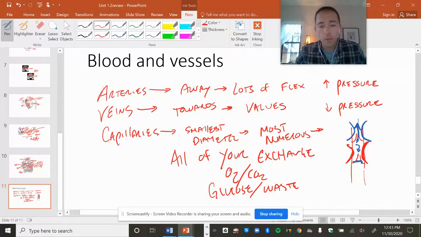They're all over your body. Anywhere that your body needs nutrients or to get rid of waste, you're going to have capillaries. So it doesn't matter if it's your heart, it doesn't matter if it's your brain, it doesn't matter if it's your kidney, capillaries are everywhere.